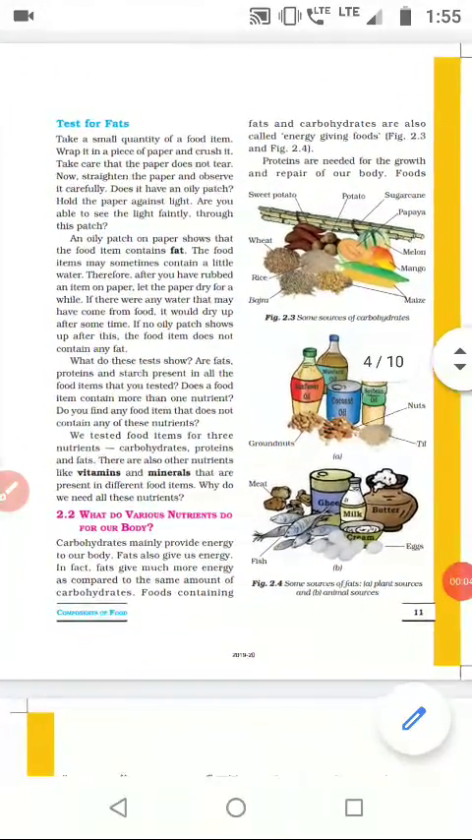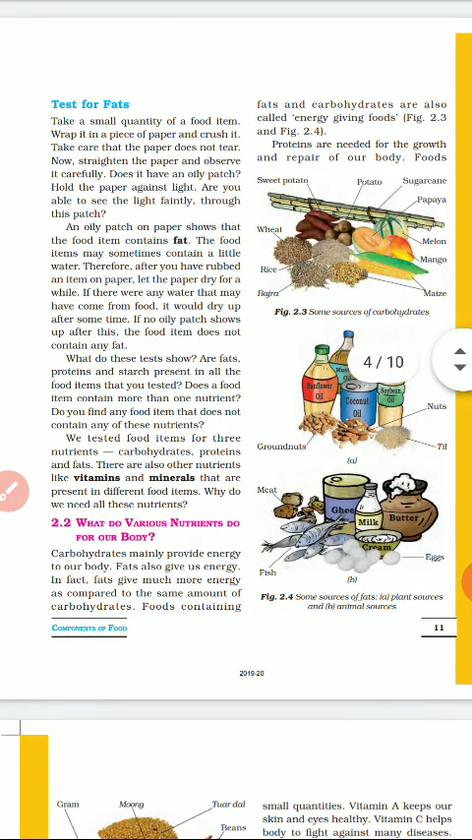In this video we are going to discuss grade 6 chapter 2, components of food, and I will be discussing page numbers 11 and 12. So let us begin. In my previous video I have already discussed the test for carbohydrates and the test for proteins. Whatever food we are consuming, whether it has carbohydrates or not, proteins or not, there are tests for it, and I have explained how to test that.